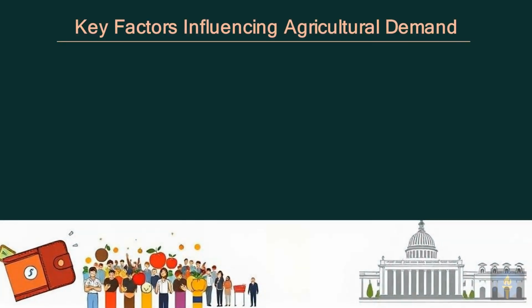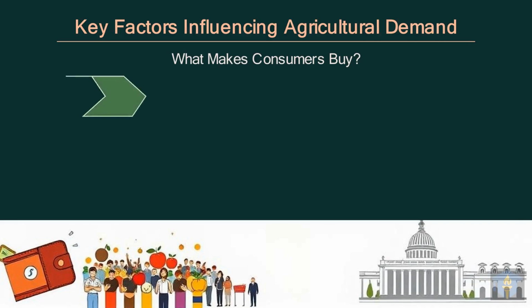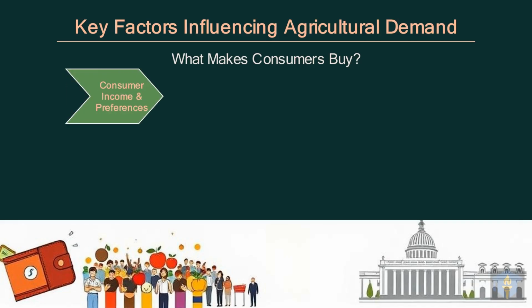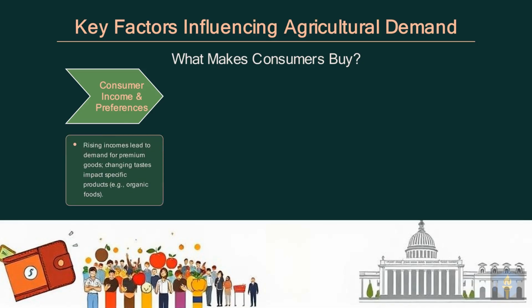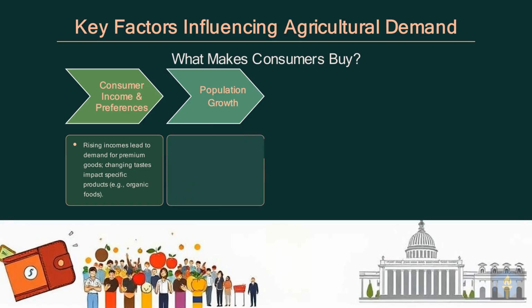Now, let's examine key factors that influence agricultural demand patterns. Understanding what makes consumers buy agricultural products is crucial. Consumer income and preferences significantly affect demand. Rising incomes lead to demand for premium goods, while changing tastes impact specific products. Population growth directly increases food demand across all agricultural sectors. A larger population means more people need food and agricultural products.